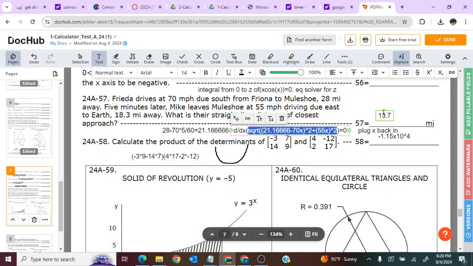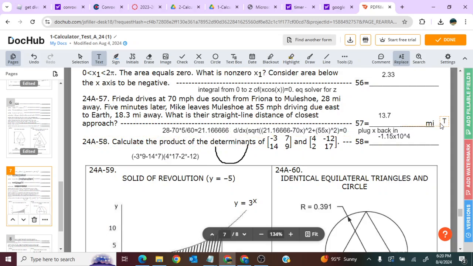58, calculate the product of the determinants of these two matrices. Well, just find the determinants. This one is negative 3 times 9 minus 14 times 7, and 4 times 17 minus 2 times negative 12. Multiply those together, you get negative 11,500.